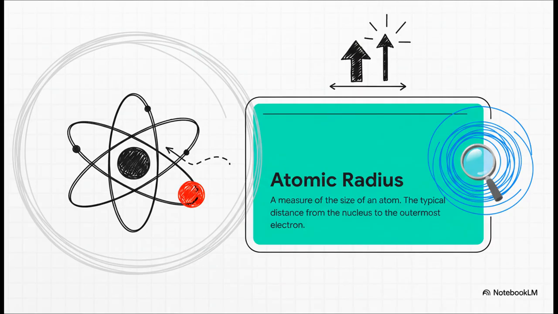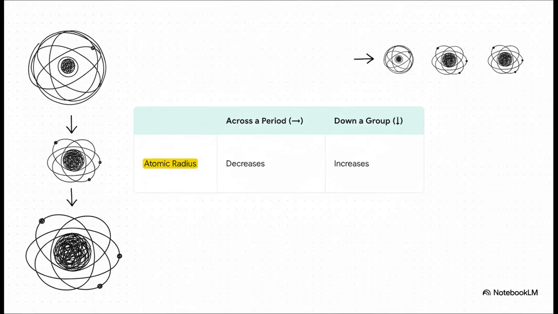You know, how big is an atom? We call this its atomic radius. It's really just the distance from the center of the nucleus all the way out to that farthest valence electron. So how does size change? Well, as you move across a row from left to right, atoms actually get smaller. I know, it sounds weird, right?